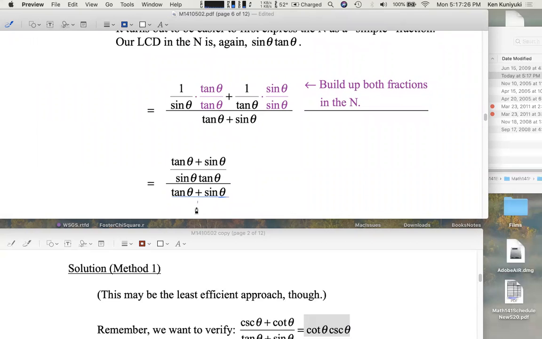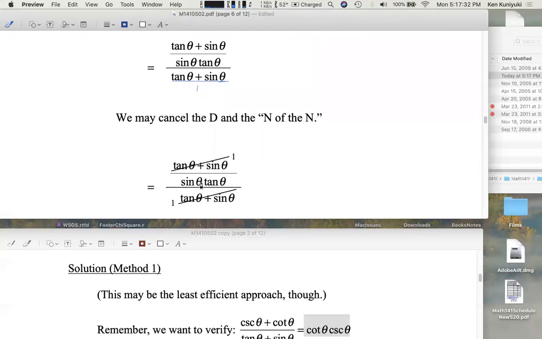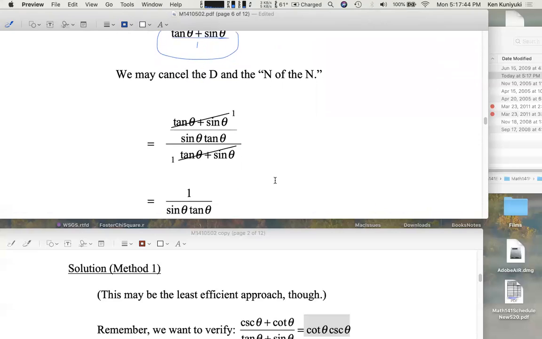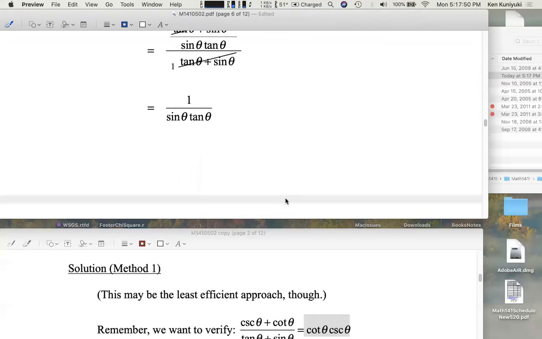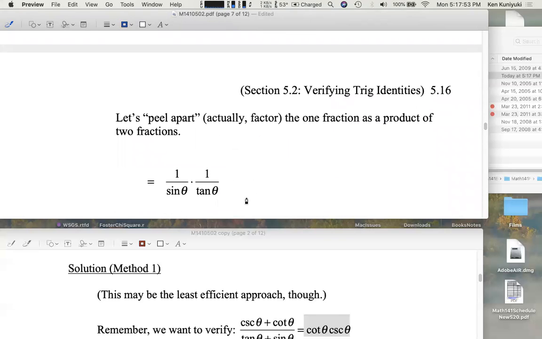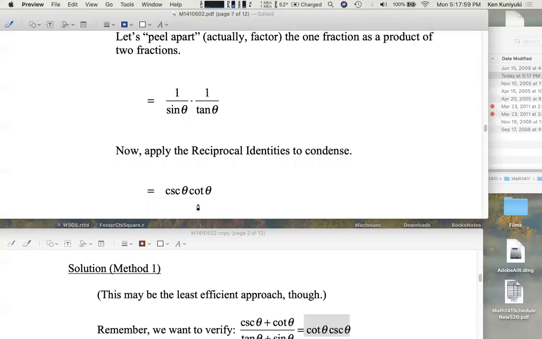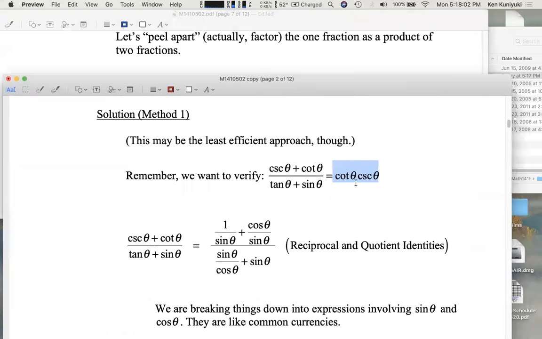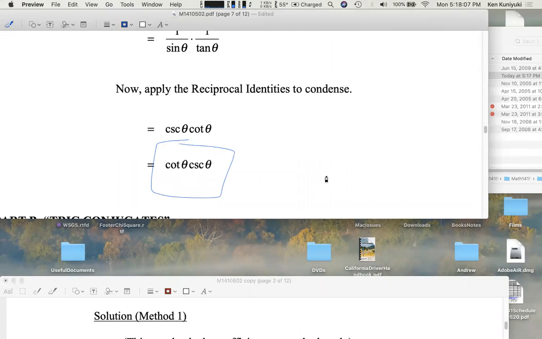This is over 1. Remember, when you divide by something non-zero, you're multiplying by its reciprocal. Basically, you do get a cancellation here. These do divide out to 1, but that may not be entirely clear. It may be easier to think of this as multiplying by the reciprocal of that. Then you see these guys cancel out. 1 over sine of theta tangent of theta. Let's peel it apart, factor it. 1 over sine of theta times 1 over tangent of theta. That gives us cosecant of theta times cotangent of theta, but we want it verbatim to the right-hand side. We switch factors and get that.